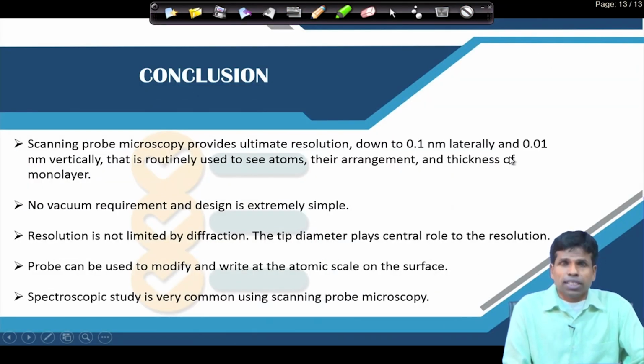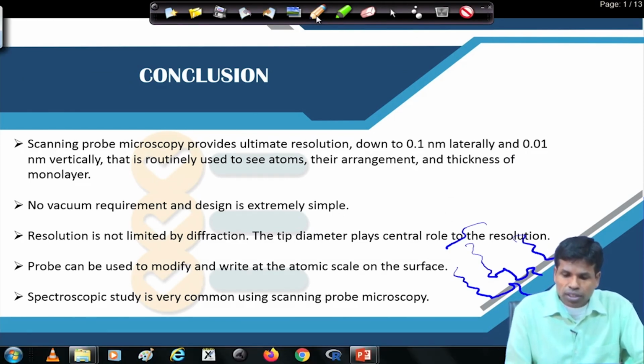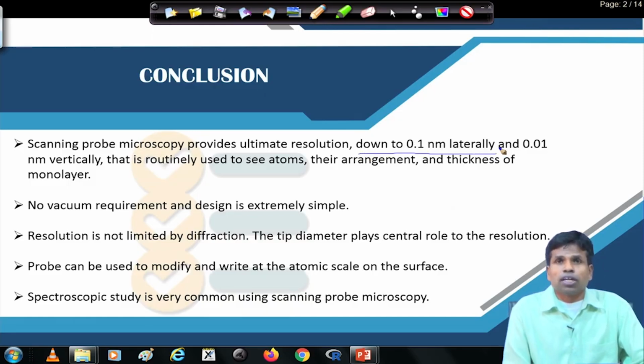So, in conclusion, in this introductory lecture on scanning probe microscopy, we have seen that the scanning probe microscope provides ultimate resolution, down to 0.1 nanometer laterally, unlike the SEM at 0.5 nanometer and the helium ion microscope at 0.35, and 0.01 nanometer vertically. That means 0.1 angstrom depth or height resolution. Scanning electron microscope, helium ion microscope, transmission electron microscope, and optical microscope do not give the thickness of the sample quantitatively.